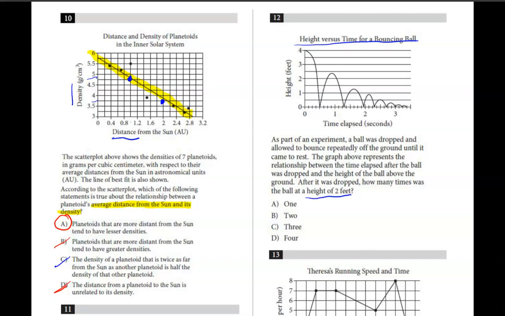So question is, after it was dropped, how many times was the ball at a height of 2 feet? So my line for 2 feet is right here. This is the line for 2 feet. So how many times was our ball at 2 feet? Well, it looks like it was there, there, and there. So correct answer here is C, 3.